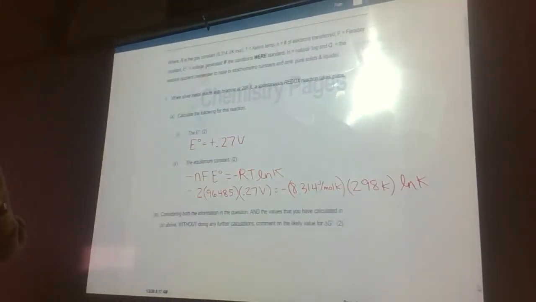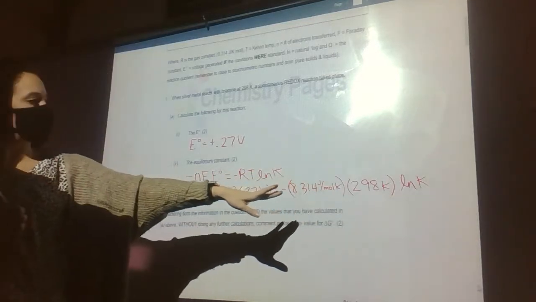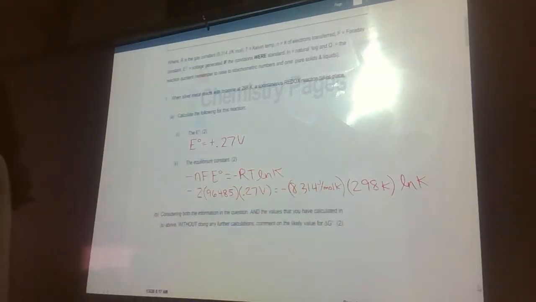So divide this by this, and then you use the exponential function to get rid of that natural log to solve for K. Questions about that?